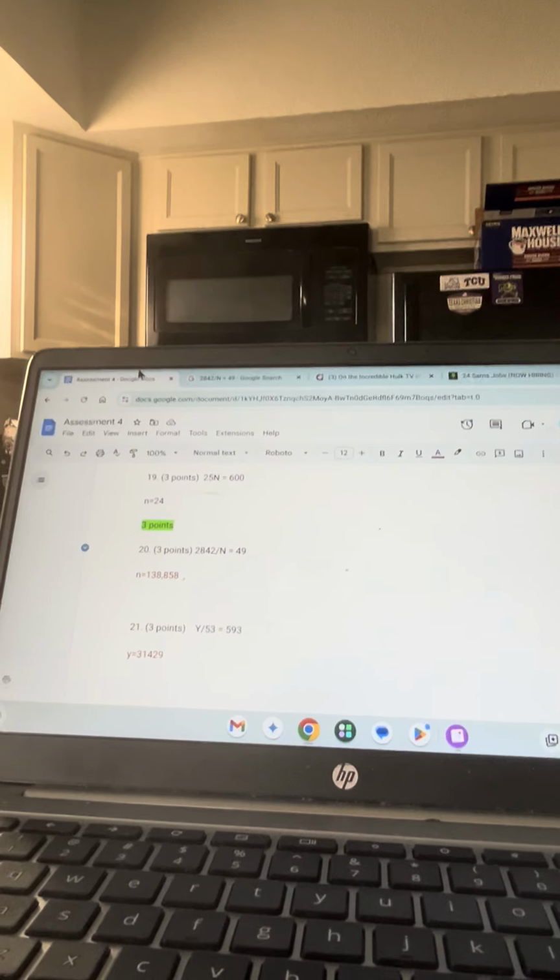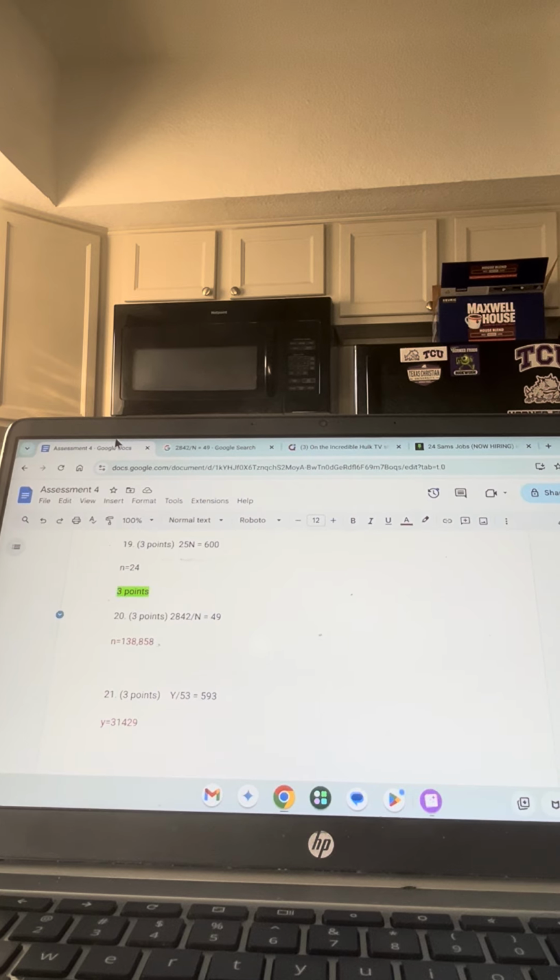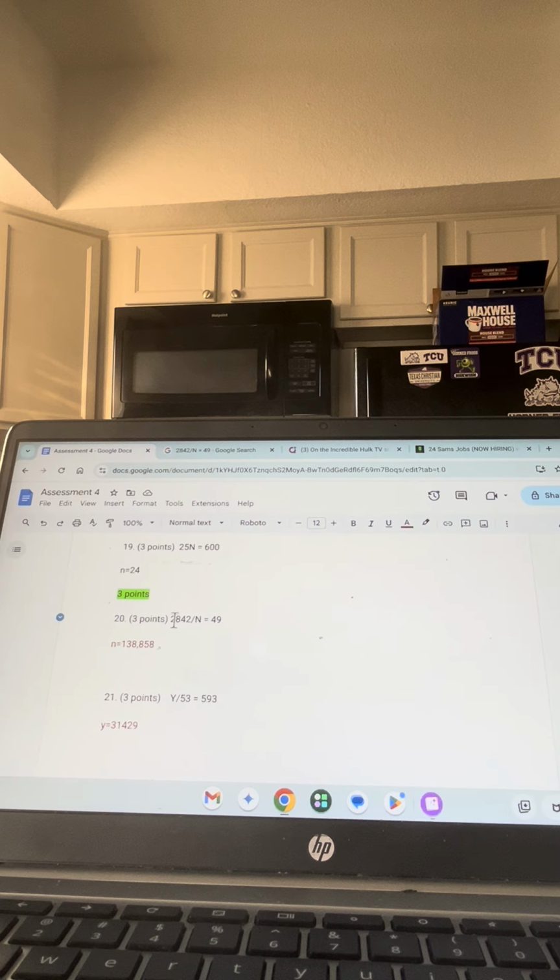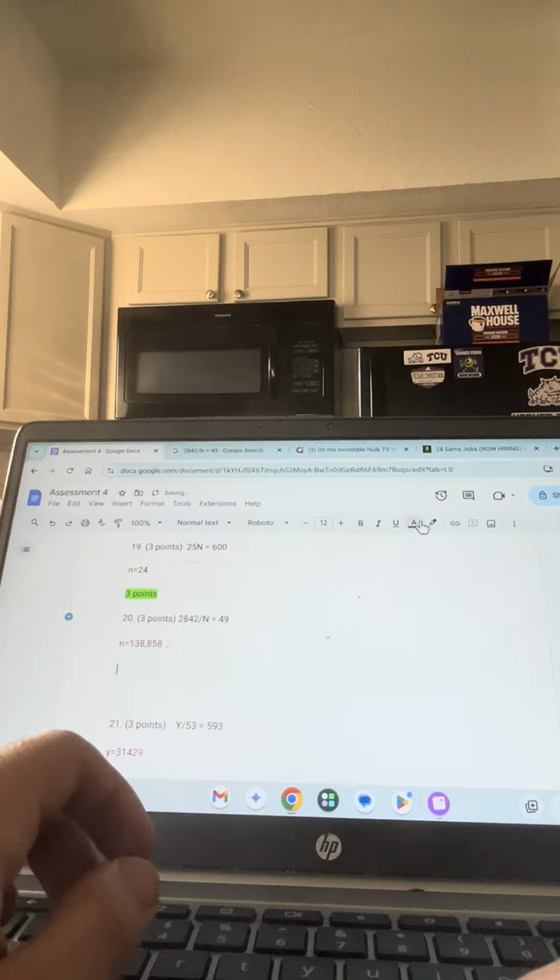let's see. So this is the original problem. 2,842 divided by what equals 49? Well, 2,842 divided by 58 equals 49. So your answer should have been 58. So you didn't get any partial credit for that one, unfortunately.